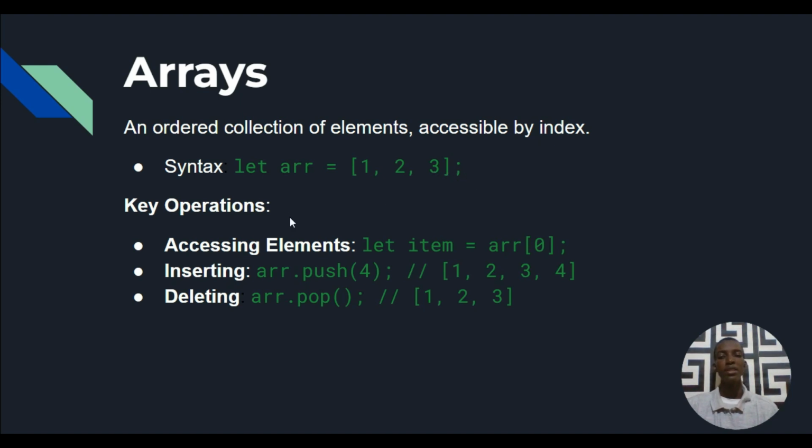Now we have different operations here. To access the array, we could say let item equal to arr of index 0. If we want to insert, we say arr.push(4). This push adds the 4 that was not there before. To delete, we could say arr.pop(). We're removing the last element that is there.